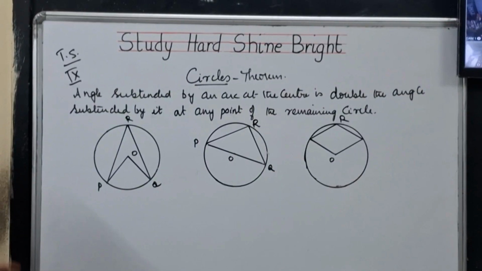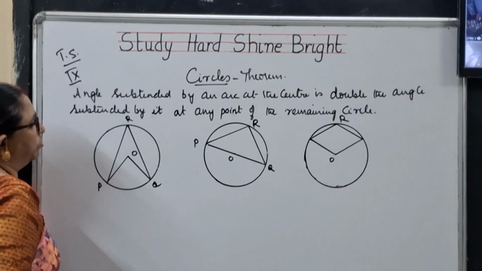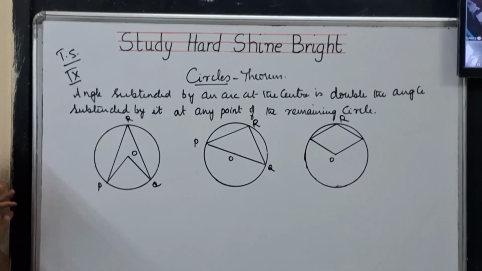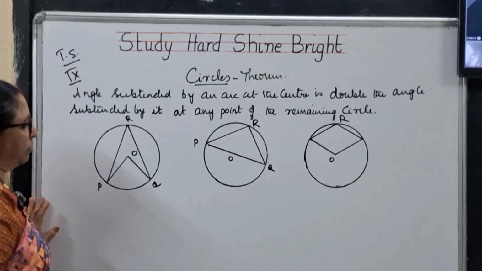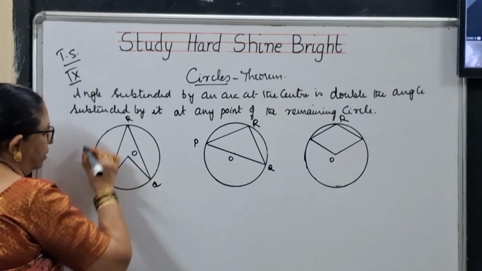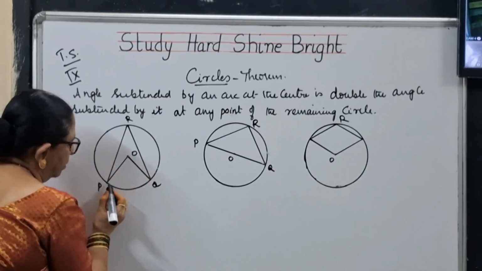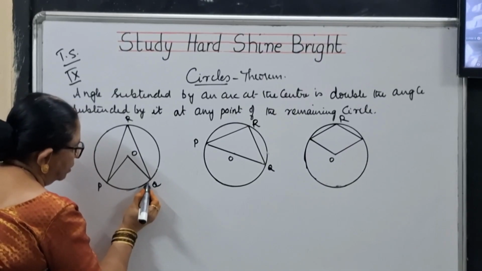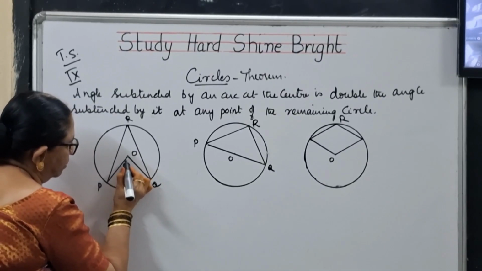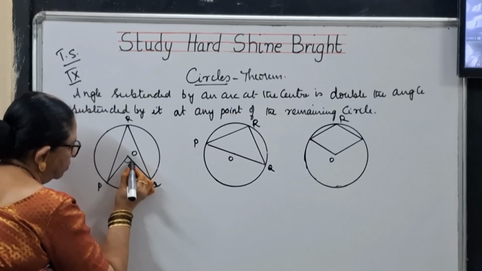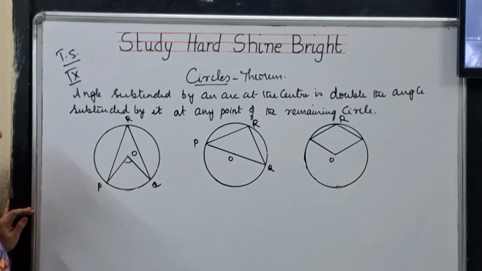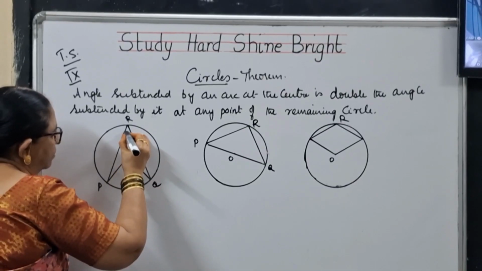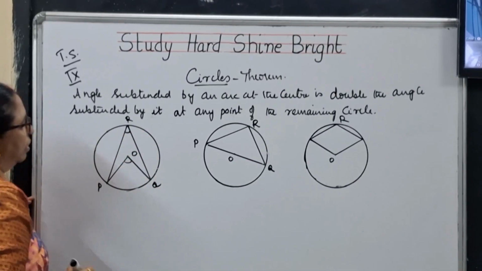Now the theorem says that the angle subtended by an arc at the center of the circle is double the angle subtended by it at any point of the circle. So this is a circle, this is the center. Let us consider PQ as an arc. This arc is subtending an angle at the center, is this. This is the angle subtended by the arc at the center. This is 2 times of this angle that is subtended by the arc.